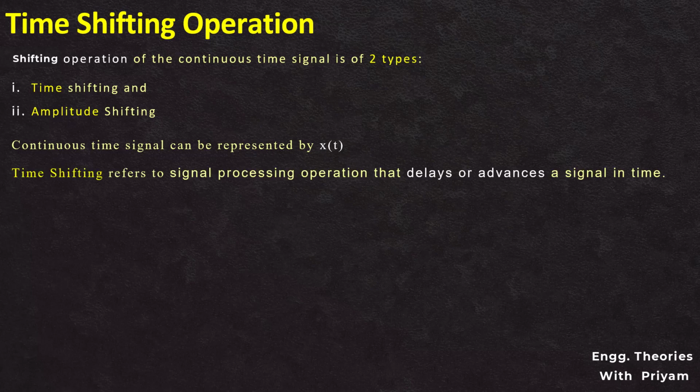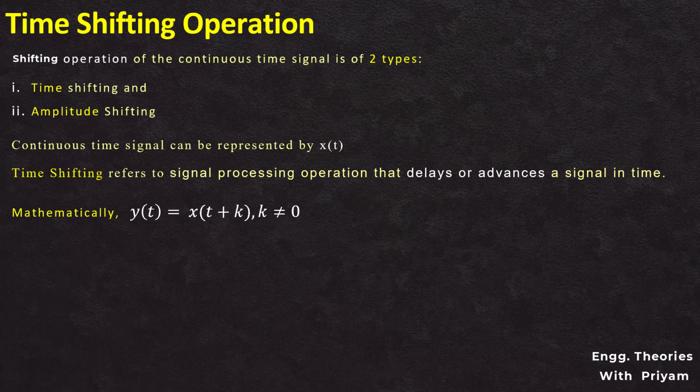Time shifting operation of a signal is a signal processing operation that delays or advances a signal in time by a real positive constant k, or the variable t in the original continuous time signal x(t) can be replaced by t plus k. Mathematically, it can be shown as time shifted version of the signal y(t) is equal to x of t plus k, where k cannot be equal to 0.